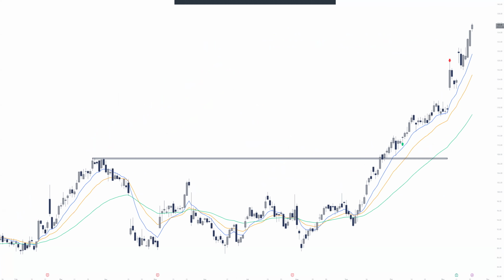This is something a little bit less aggressive. This is LYV, so Live Nation. This was in one of our programs. It's about 60 deltas that we buy typically in here.